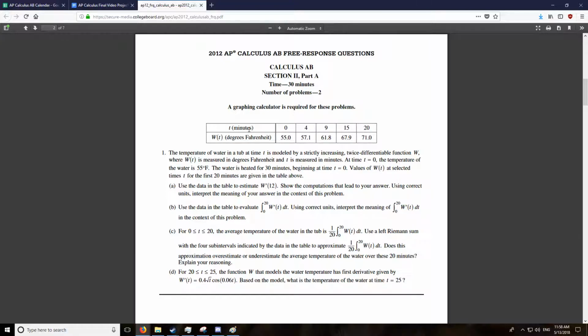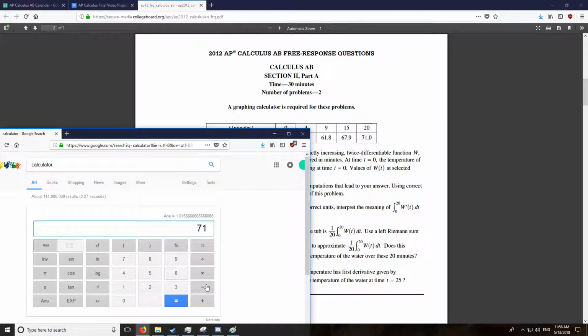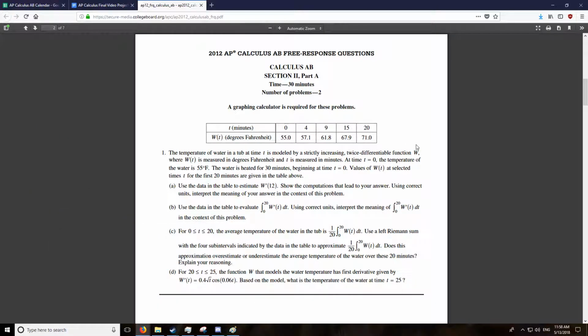The final value for the temperature on this table is 71, and we subtract from that the initial 55. So 71 minus 55 yields 16. In the context of the problem, this means that from the interval of 0 to 20 minutes, the temperature in the tub increases by 16 degrees Fahrenheit.